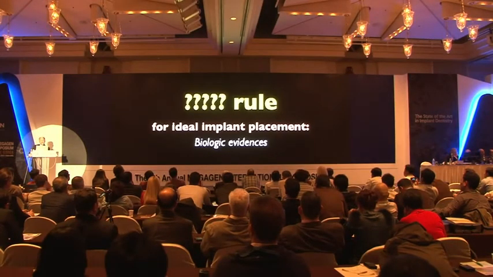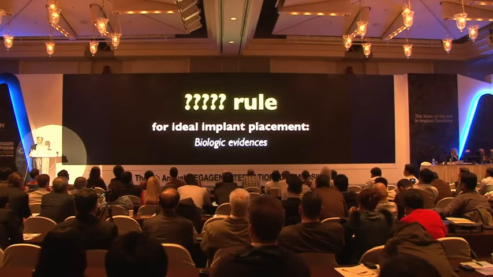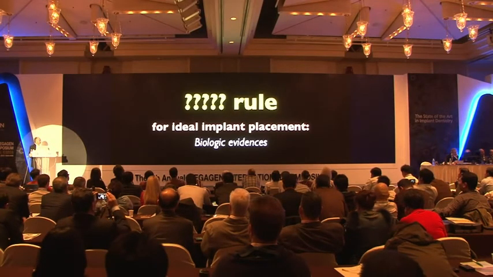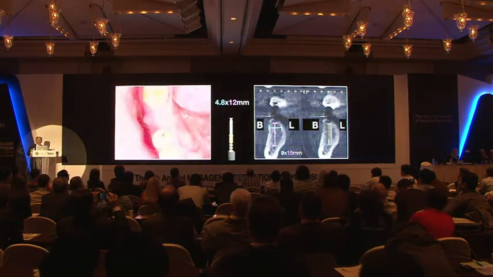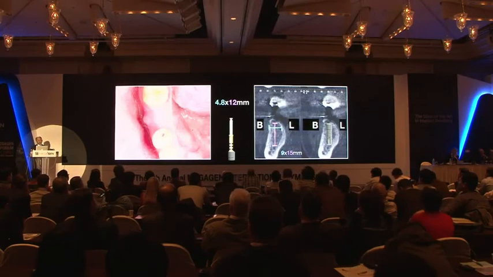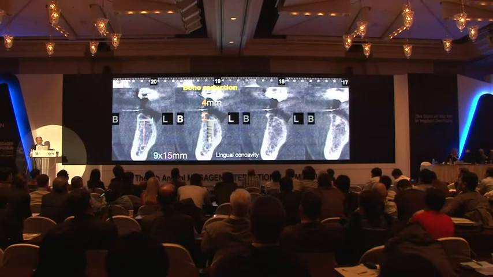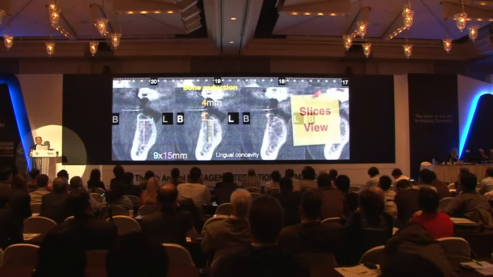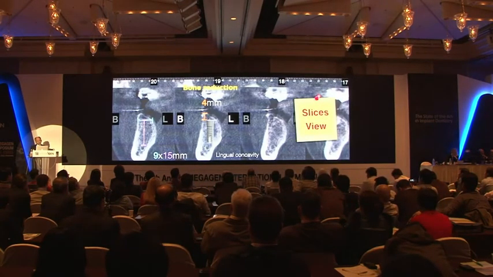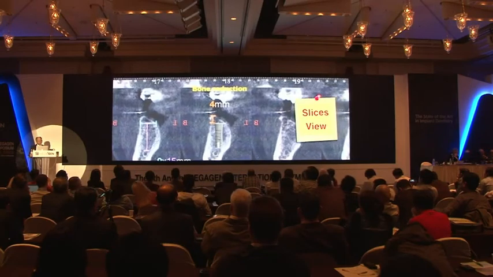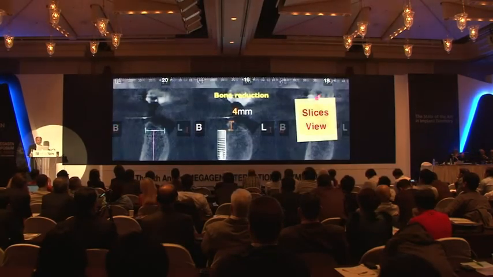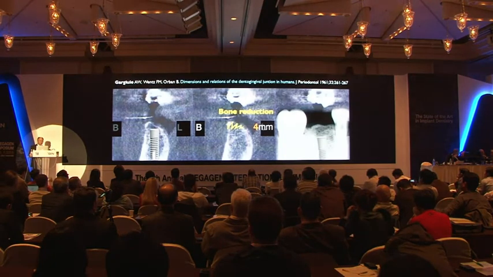implant position. So you may ask, is there any rule for ideal implant placement which is evidence-based, biologically evidence-based? Let me walk through this for you. Suppose you've got a Cone Beam CT, and from this Cone Beam CT, you realize the most useful will be the slice view. So you realize you need to cut 4 millimeter of bone in order to get the ideal position. So this 4 millimeter bone reduction will be right there.